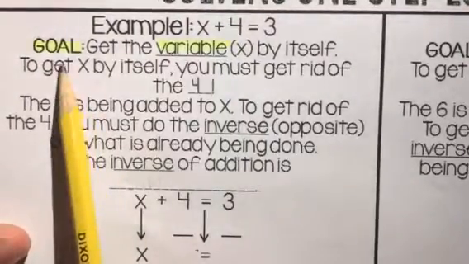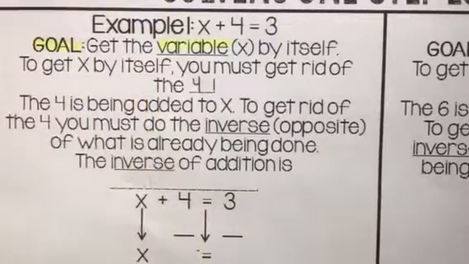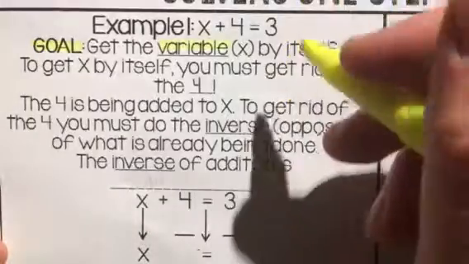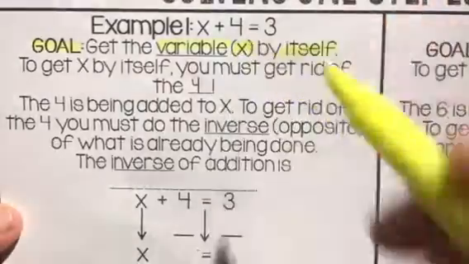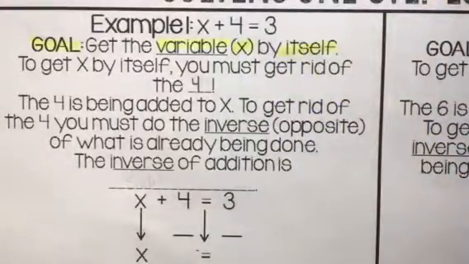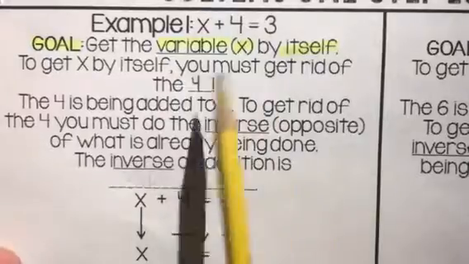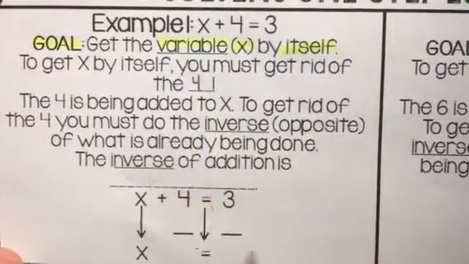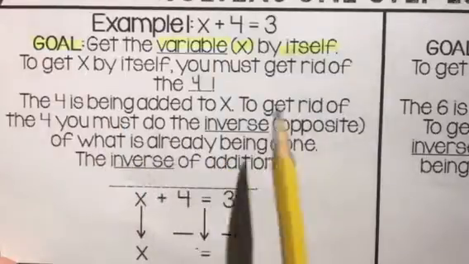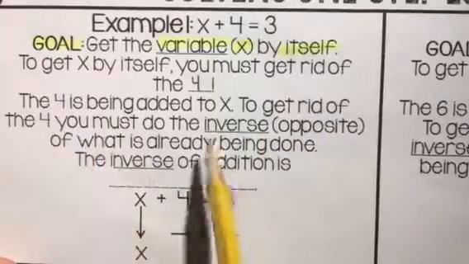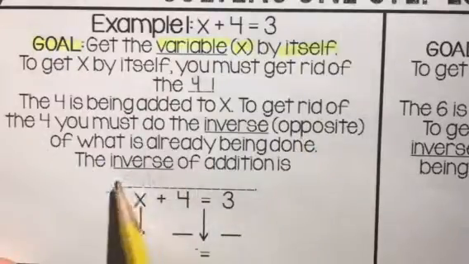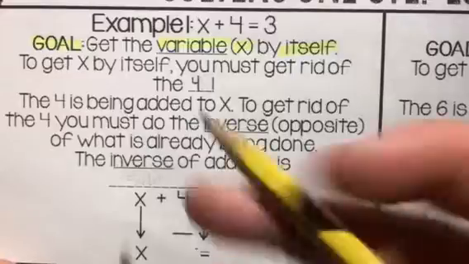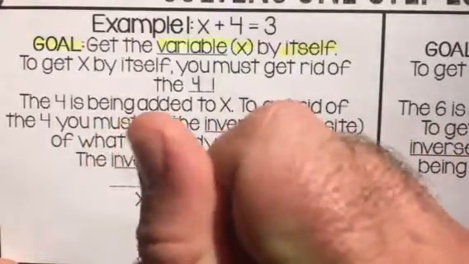So the goal, which I highlighted here, is to get the variable by itself. That is our goal. We want to get the variable all on one side and have nothing else there. And in this case, the variable is represented by x. Well, to get x by itself, you must get rid of the 4. The 4 is being added to the x. To get rid of the 4, you must do the inverse or opposite of what is already being done. So the inverse of addition is subtraction.